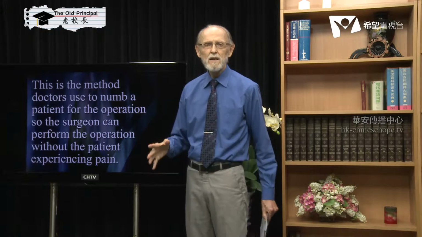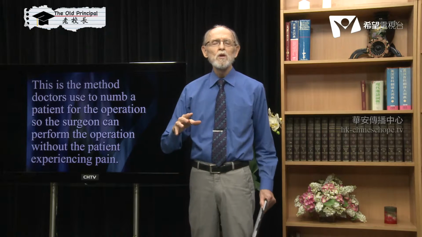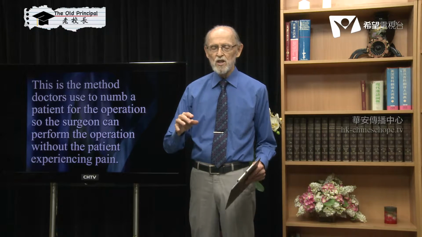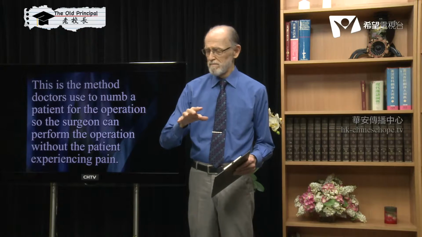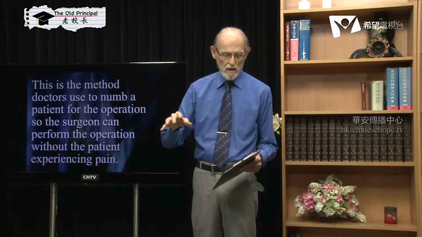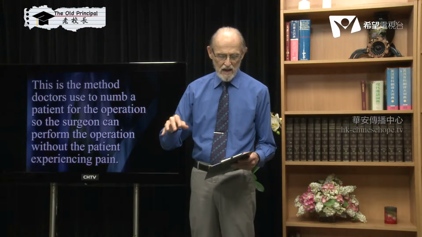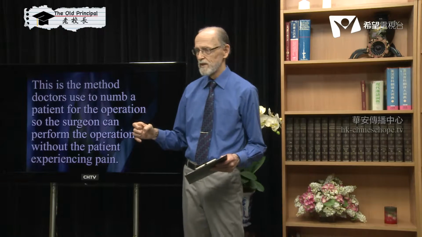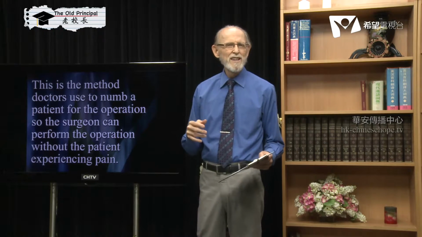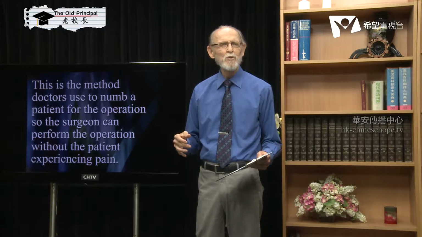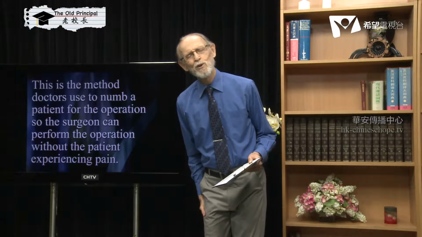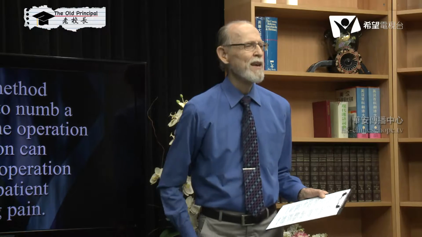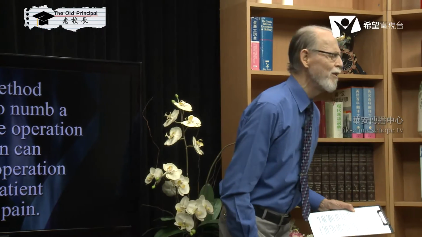What does it mean to numb something? 使一个东西麻木. Sometimes do you ever have the situation where you sit on your legs wrong and you stand up and your whole leg is, oh my, no feeling, 麻木了. Your leg is numb.